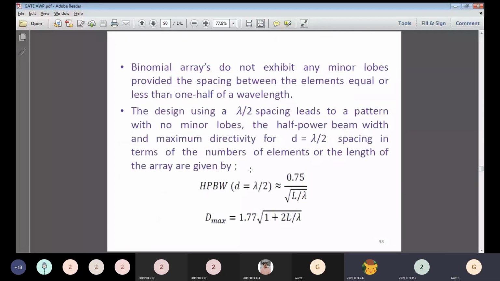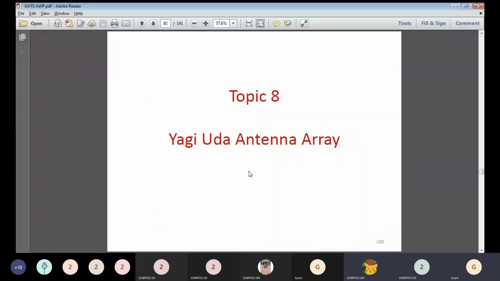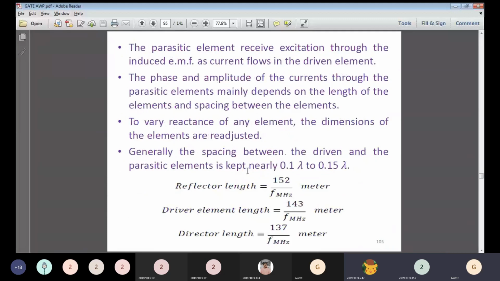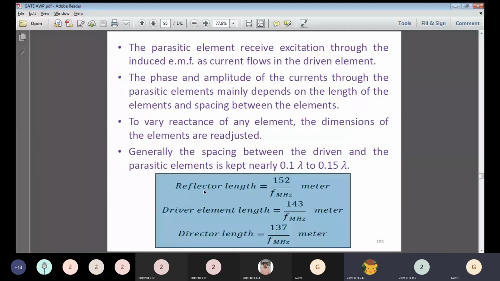So Yagi antenna, I told you, it's one of the examples of parasitic array. This is the formula used to find out the length of the reflector, director, and driven element. The driven element in the Yagi antenna is going to be called a dipole antenna, and then there is the reflector antenna and director length.